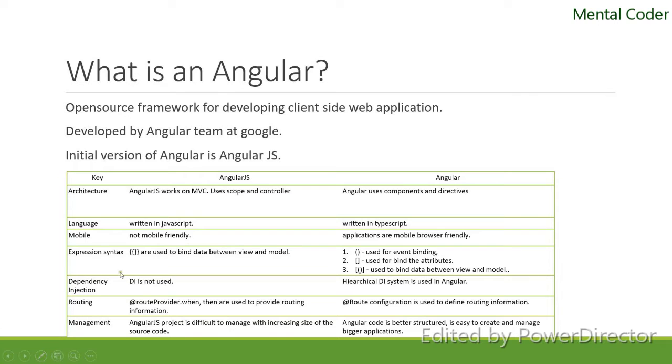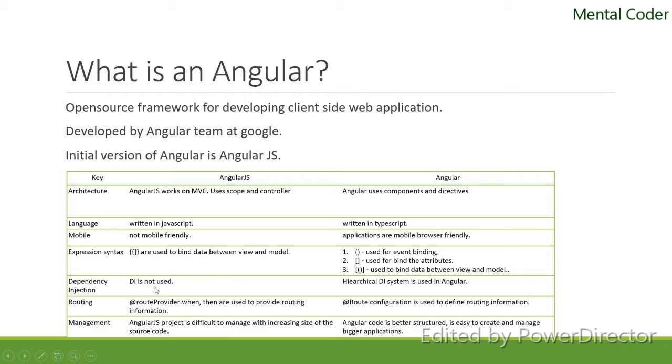In AngularJS, one construct is used to bind the data between view and model. In Angular, three things are used: the first one is used for event binding, the second one is used for binding the attributes, and the third one is used for binding the data between view and model.